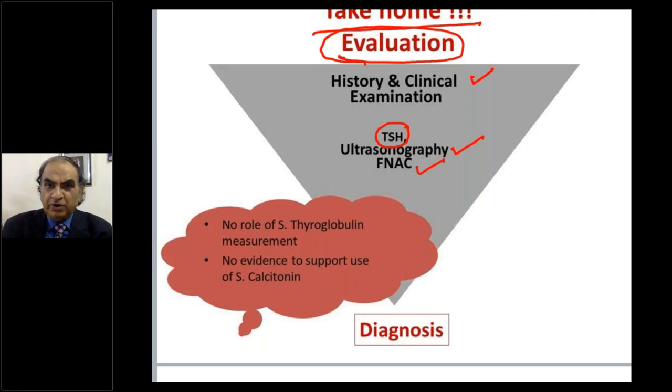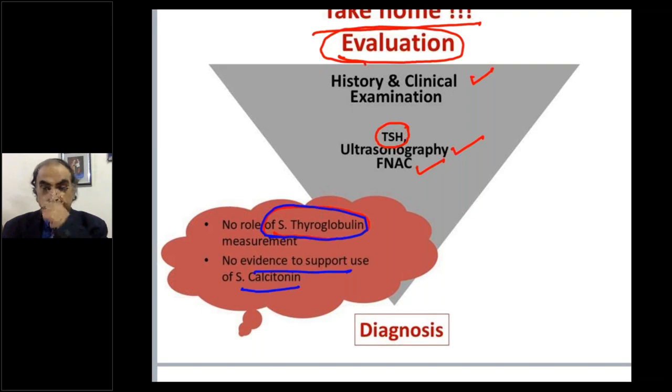So is there any role of serum thyroglobulin in a routine scenario? The answer is no. Is there any role of serum thyroglobulin? No. And there is no role of routine serum calcitonin. You will only do that after you've done the triple test, and if FNA is suggestive of medullary, then you will do that. I think that slide sums it all up.